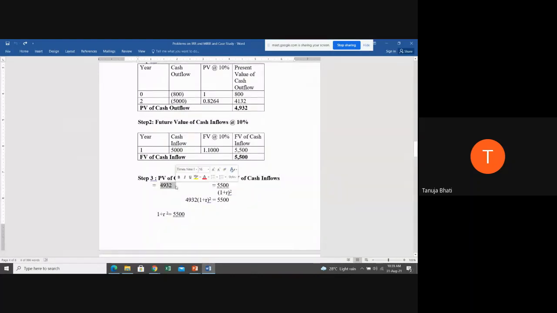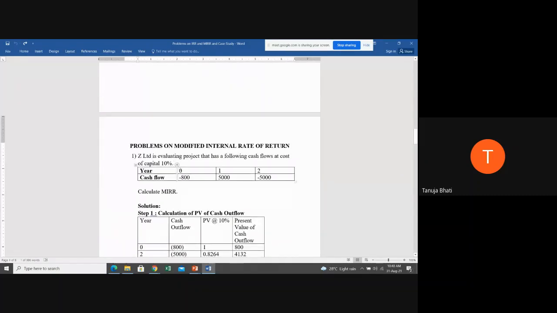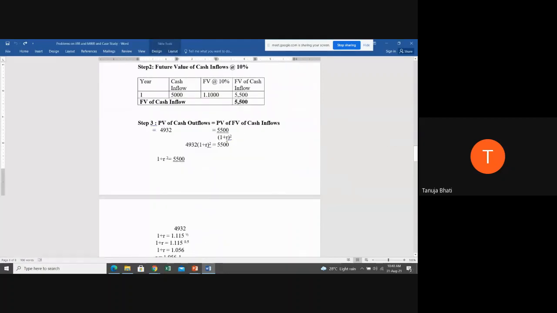So present value of cash outflow, which you have already got in step number 1, is 4932. You write it as it is. Now the future value of cash inflow you know is 5500. If you want to find the present value of 5500, you have to divide it by (1 plus r) raised to n. Now n is 2 years, since only 2-year figures are given. And we have to calculate r. This r is nothing but MIRR.